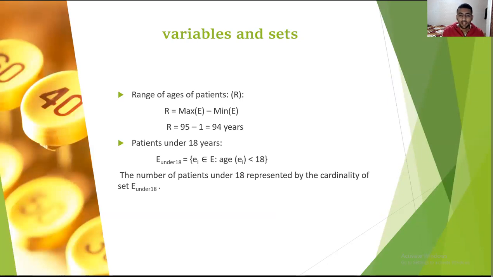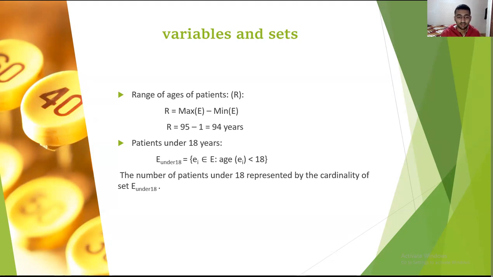Let's assume the range of patient ages would be R, which is the maximum minus the minimum. If we take the maximum as 95 and the minimum as 1, the range would be 94 years. You can apply this theory to all the age groups. For patients under 18 years, we can define E as the set of ages less than 18. We can arrange these kinds of things according to the formulas too.